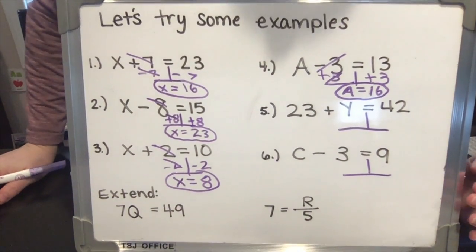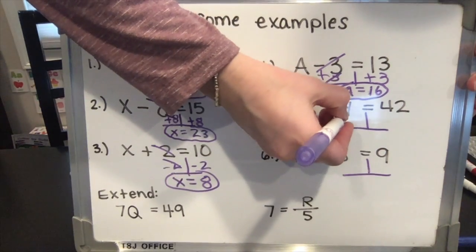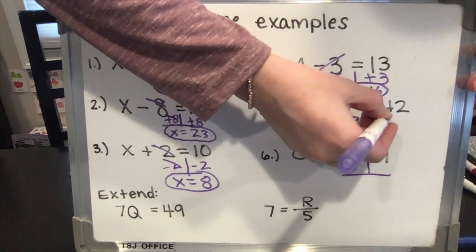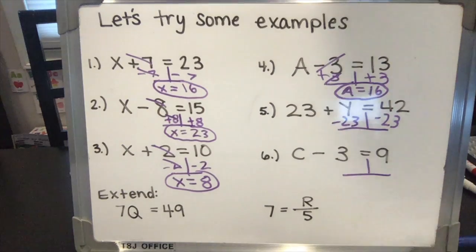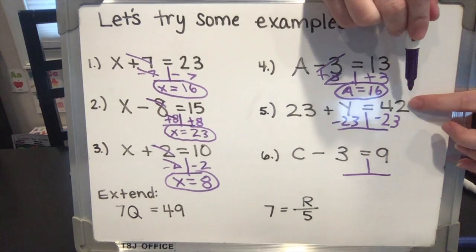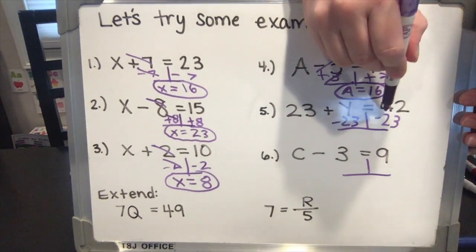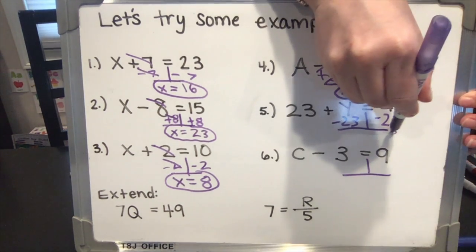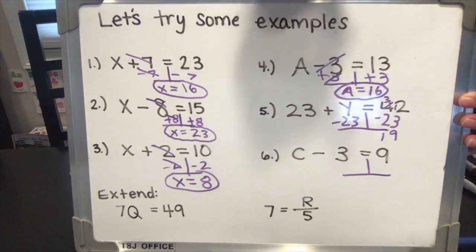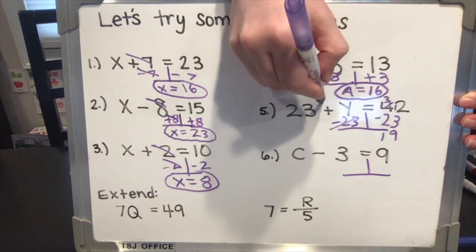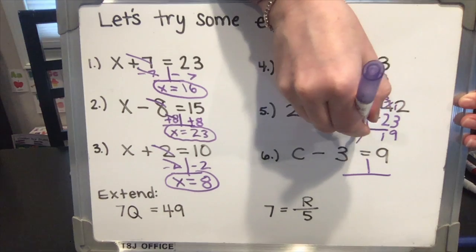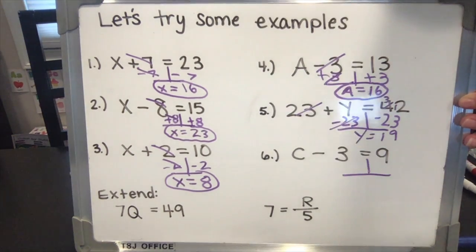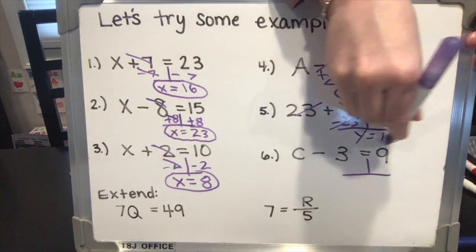Next, I see 23 plus y, so I need to take away 23 from both sides. So I've got some regrouping to do here if I'm doing this the traditional way. So this becomes a 3 and a 12. 12 minus 3 is 9, and 3 minus 2 is 1. I got 19 for my answer. These 23s canceled out. So I'm going to write y equals 19 and circle my answer.